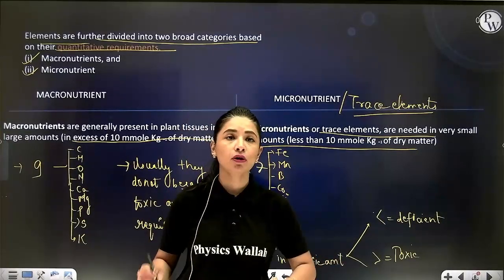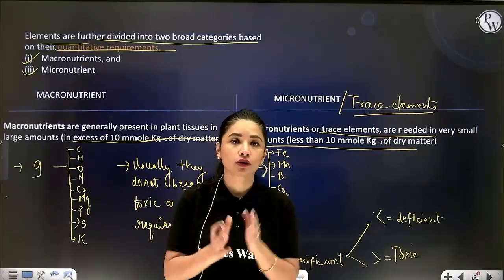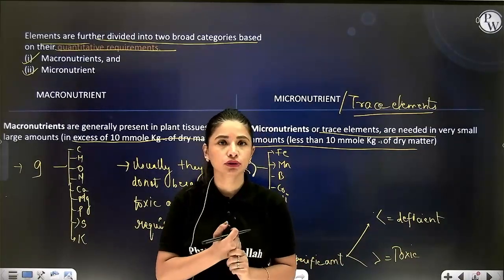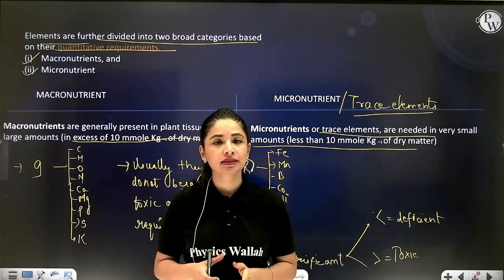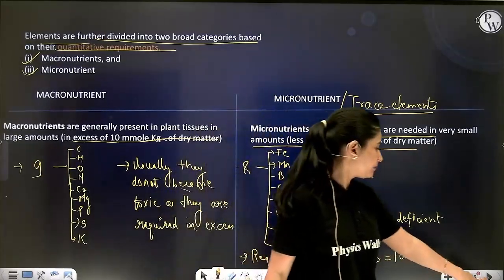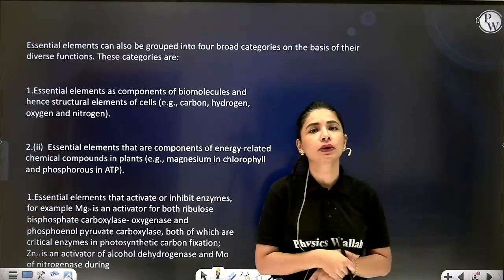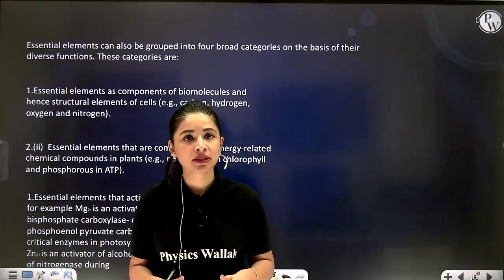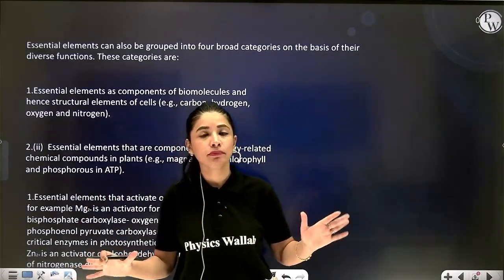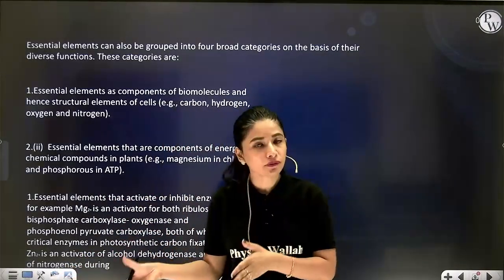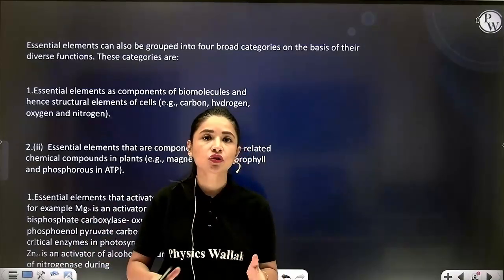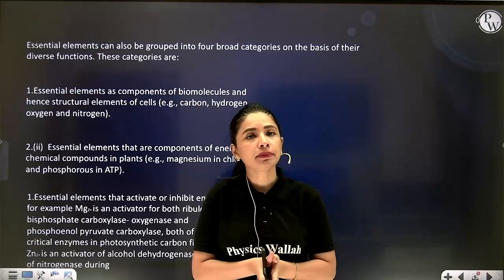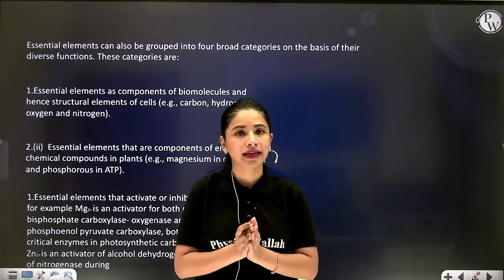More you will learn about macro and micronutrient, their roles, but before going to the roles of macro and micronutrient, essential elements can also be divided into 4 categories on the basis of the function being performed. So 17 elements, first you have divided them on the basis of their amount of requirement. Second is on the basis of their function. These essential elements can be divided broadly into 4 categories.